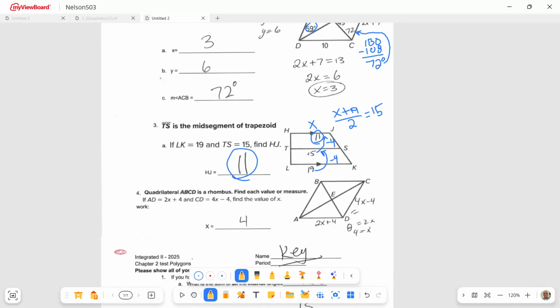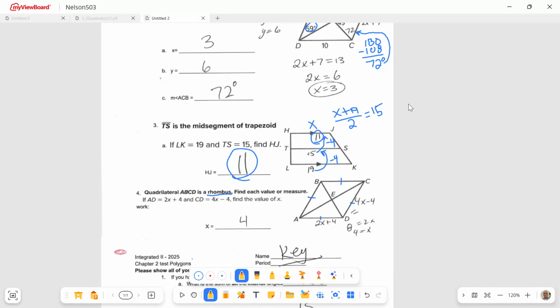Okay, so it tells me that this thing's a rhombus. Rhombi have all 4 sides equal. So as soon as I realize these two sides are equal, I set them equal to each other, and I solve for x. So I subtracted 2x from both sides. I added 4 to both sides. Divide by 2, x is 4. I hope I'm making that clear.